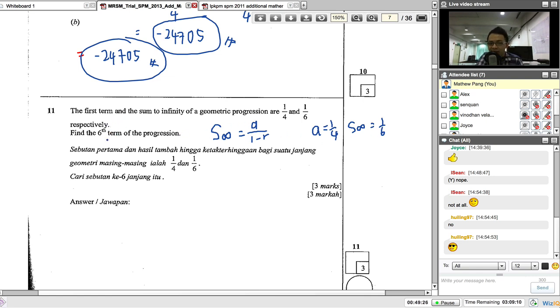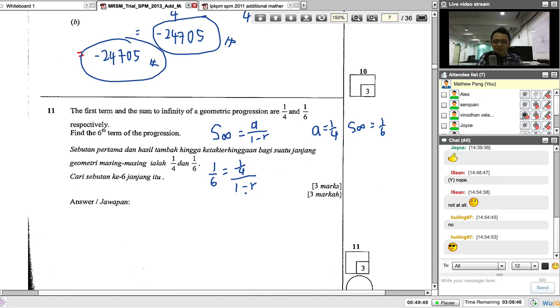Here he said find the sixth term of the progression. I know the purpose he gives me the sum of infinity is for me to find r. So I can easily get my r using this formula. I'm going to substitute in here first. My sum of infinity is 1 over 6, my a is 1 over 4, over 1 minus r.